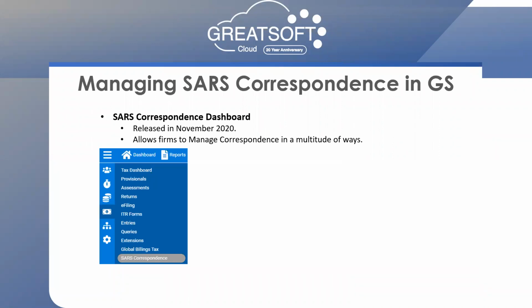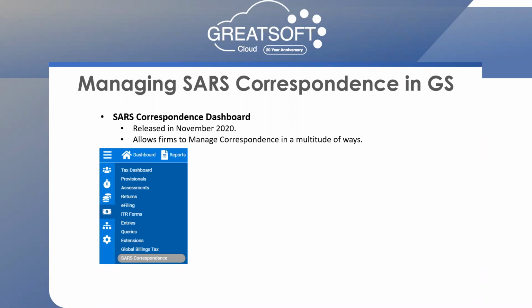What we've also done is, towards the end of 2020, we implemented the SARS Correspondence Dashboard. I've heard a client refer to it as a correspondence matrix. It's an interface that allows you to interact with the correspondence that we're downloading. It allows you to filter. You can mark correspondence as being completed. You can download the SARS documents directly to your machine. You can open up assessments, stuff like that.